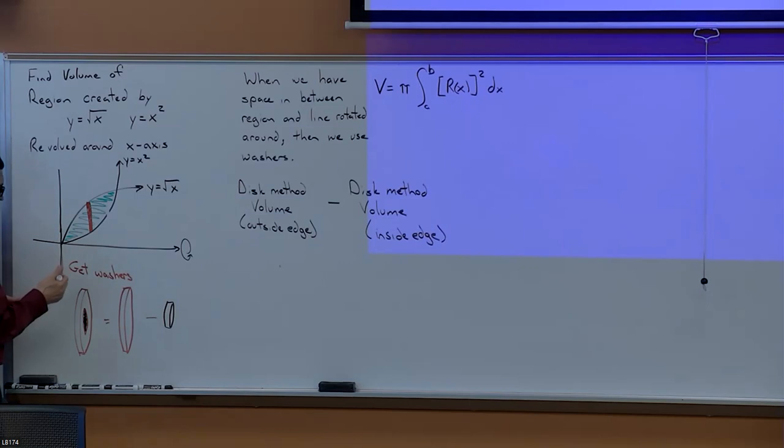So in some sense, this red rectangle is like taking a green rectangle, creating that disk, and then taking away a black rectangle, that disk. Does that make sense? Very much like area in between curves, right? We're subtracting one from the other.